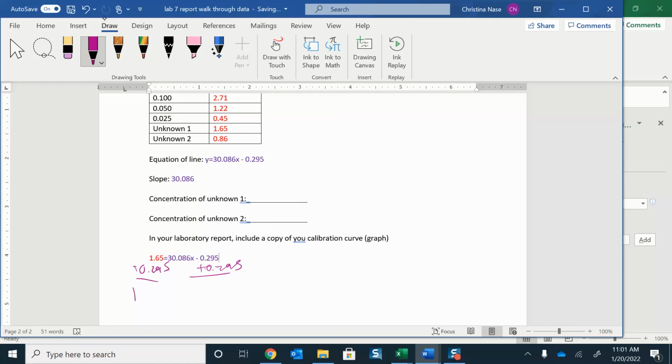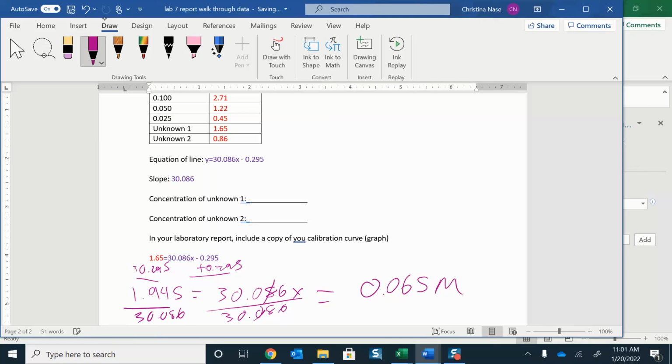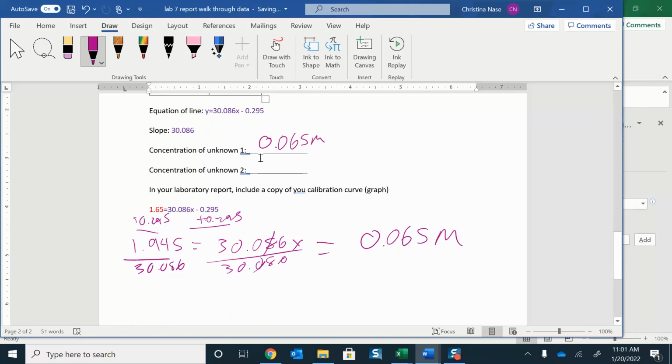I end up with like 1.945 is equal to 30.086x, and I'll divide both sides by 30.086 divided by 30.086, and that gives me an x that is equal to 0.065 molar. So that's what I got for my unknown concentration 1. Here I got 0.065 molar. I'm going to do the same thing for the second one.